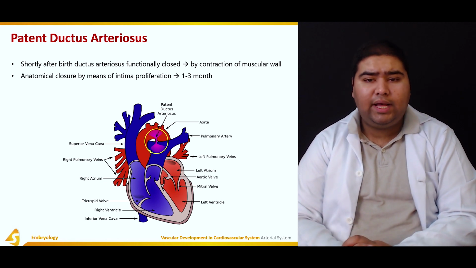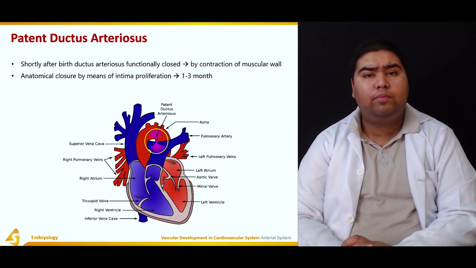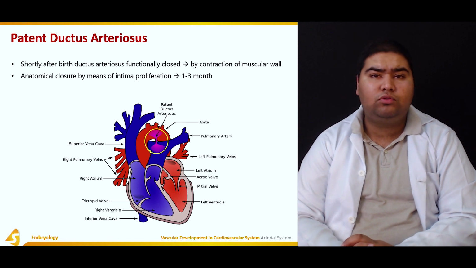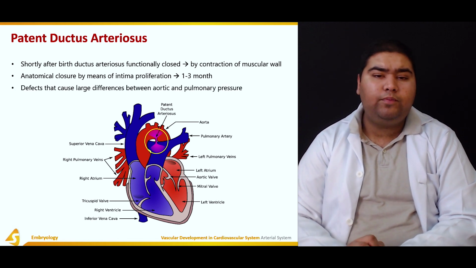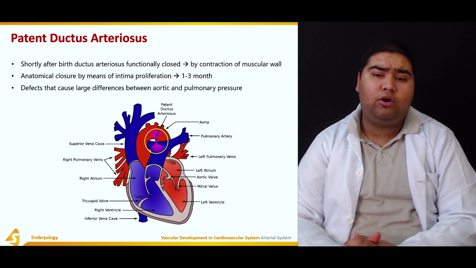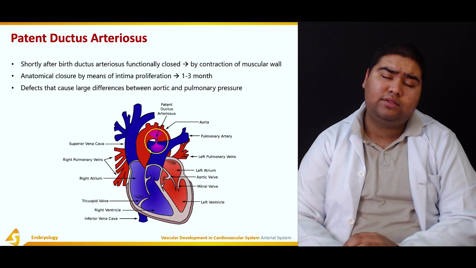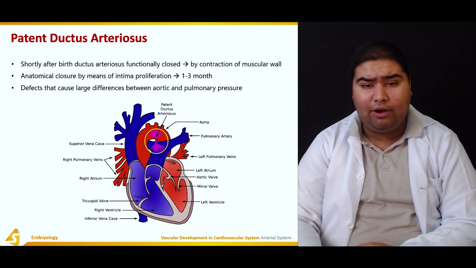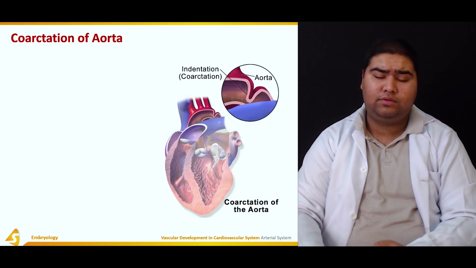Anatomical closure by means of intimal proliferation may take 1 to 3 months. So, it is a defect that can cause large differences between aortic and pulmonary pressure. Hence, it is very important to keep an eye out for patent ductus arteriosus.